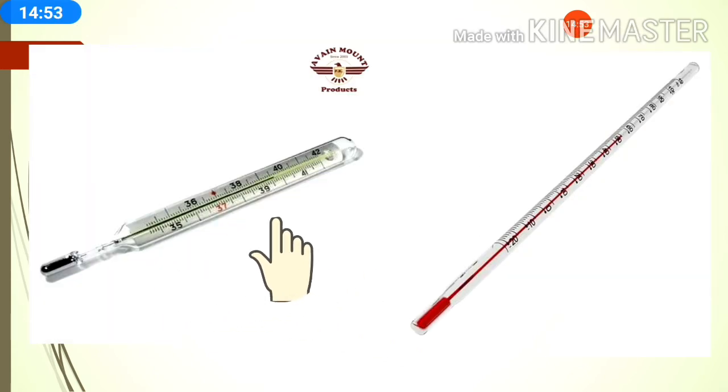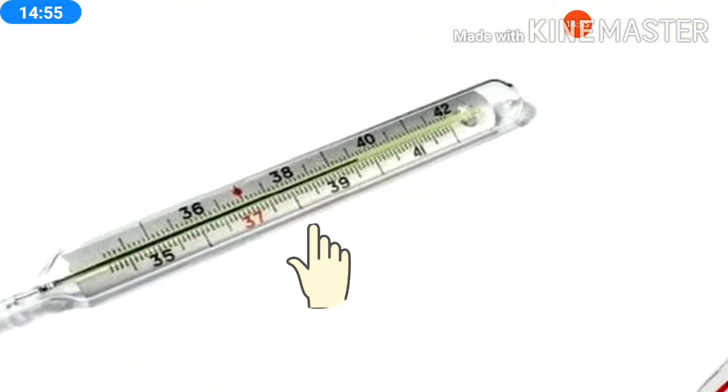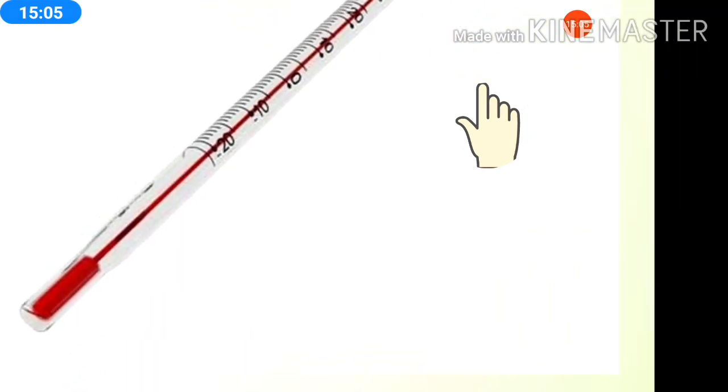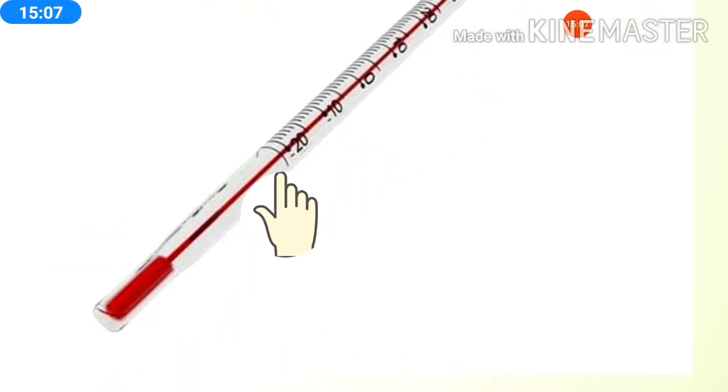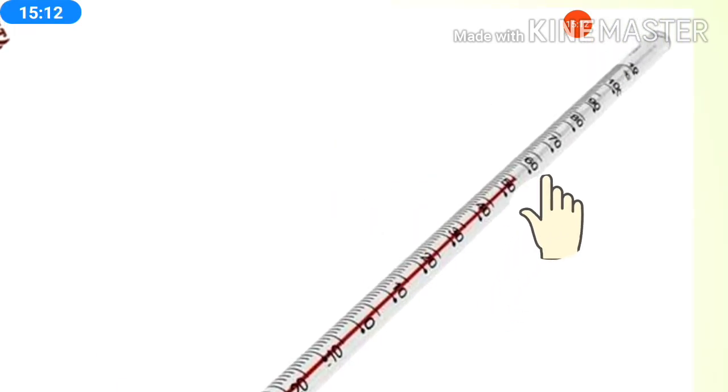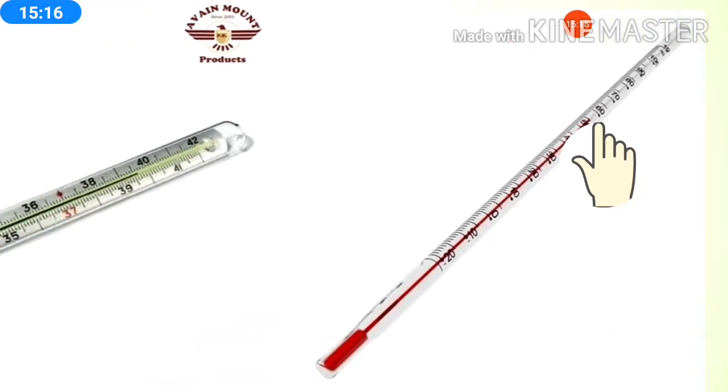And this is the picture of the clinical thermometer. The range is from 35 degrees Celsius to 42 degrees Celsius. Okay. And this is the laboratory thermometer. The value can be from minus 20 or minus 10 to 110 degrees Celsius. Okay. This is the laboratory thermometer. It is used mostly in the lab for experiments and all.